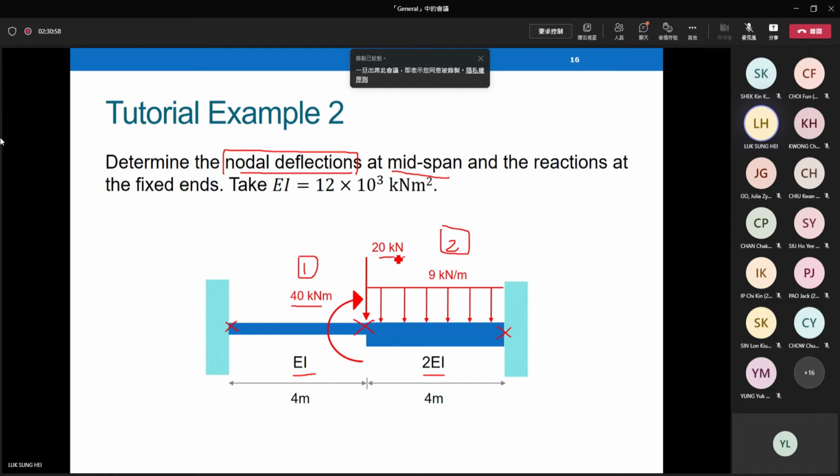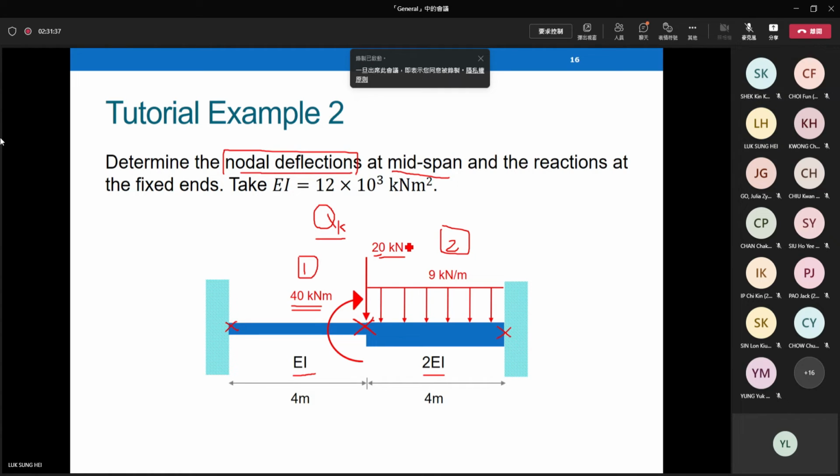And from the picture, you can see that this force, 20 kilonewton, and the moment, 40 kilonewton meter, are applied at the middle node. They are applied exactly at the middle node. So in terms of our terminology, they are so-called nodal forces. They should appear within QK. You will see 20, 40 inside QK. QK contains nodal force, nodal moment.